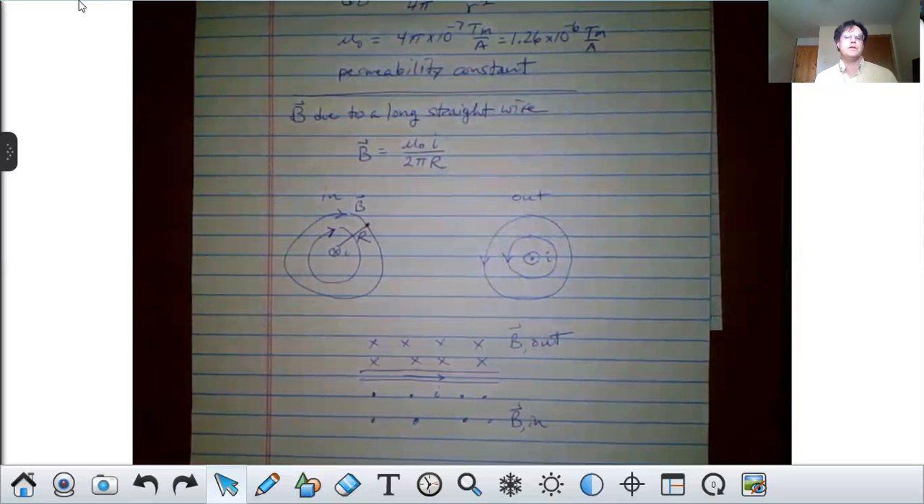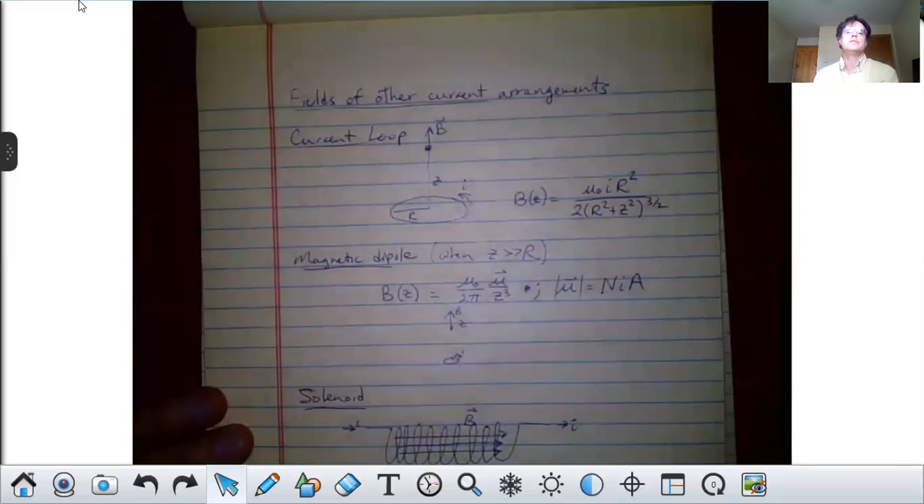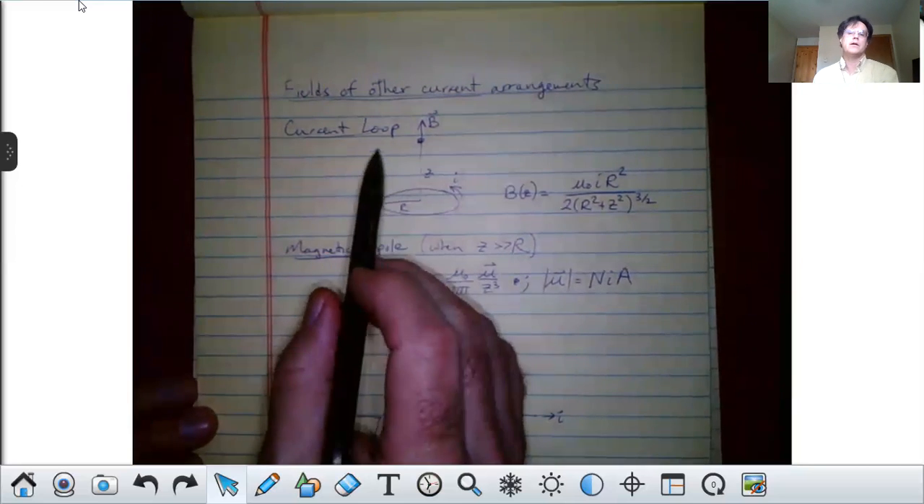So the magnetic field will form circles around the current, and I use that right-hand rule to calculate the direction of those circles. So you can have other configurations of current, right? Not just a long straight wire. So let's look at a couple of those.